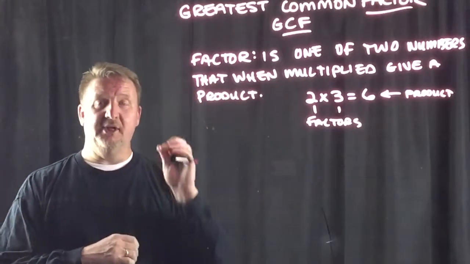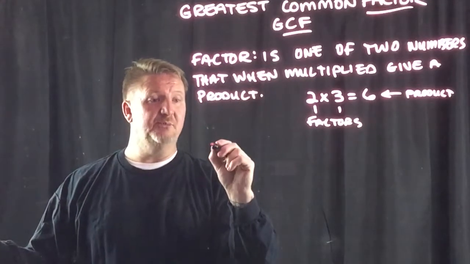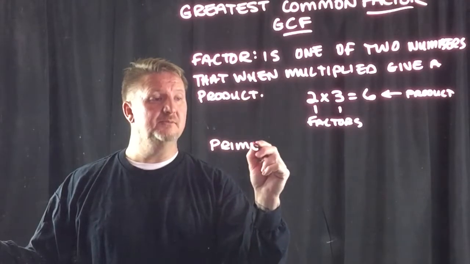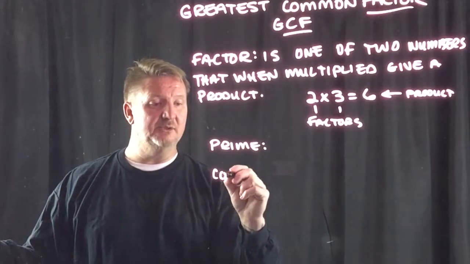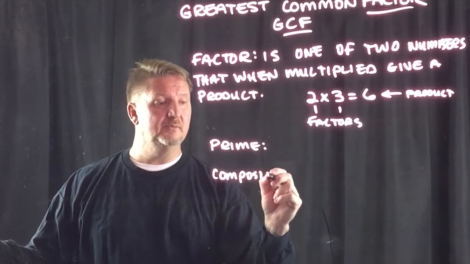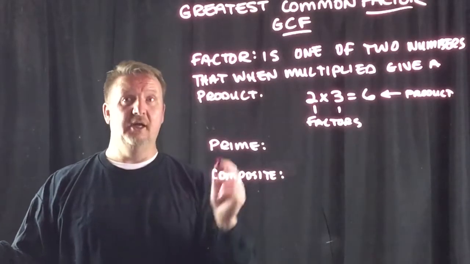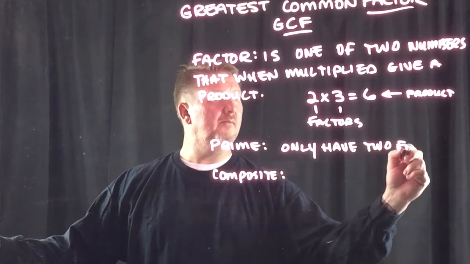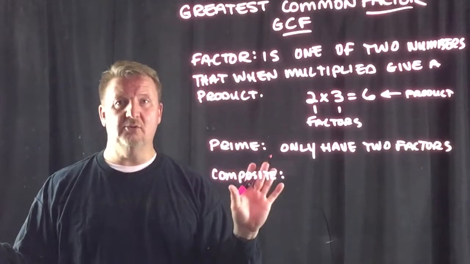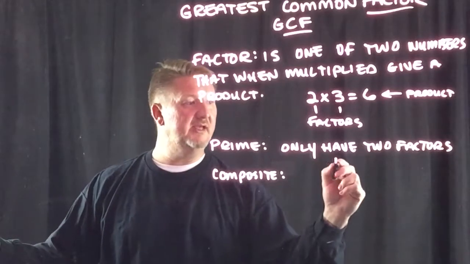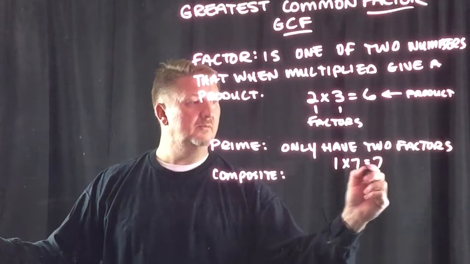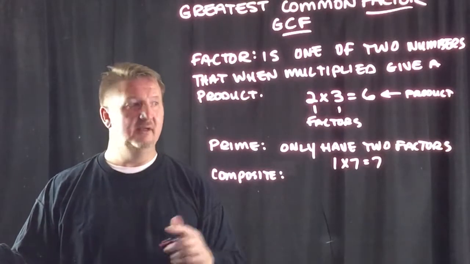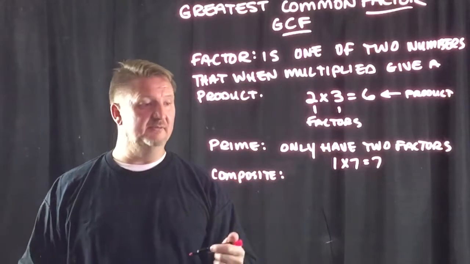You have to realize that there are two types of numbers: prime numbers and composite numbers. Prime numbers only have two factors. An example of that: 1 times 7 equals 7. Those are the only two factors of 7.